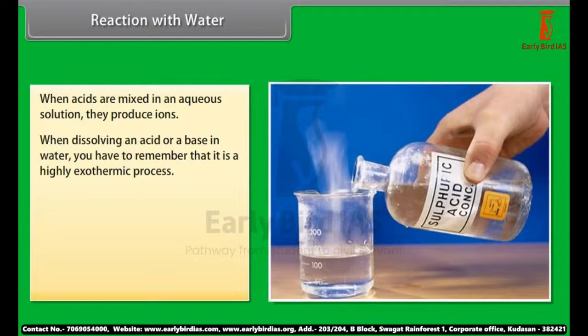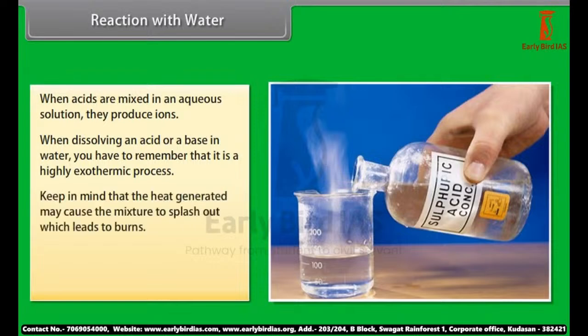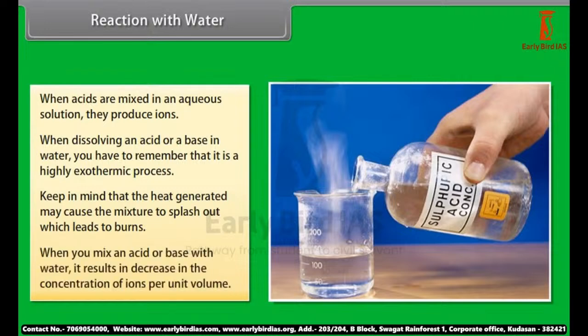When dissolving an acid or a base in water, you have to remember that it is a highly exothermic process. While adding water to a concentrated acid, keep in mind that the heat generated may cause the mixture to splash out, which leads to burns. This may lead to the glass container breaking due to excessive local heating. When you mix an acid or base with water, it results in decrease in the concentration of ions per unit volume. This process is called dilution and you get diluted acid or base.